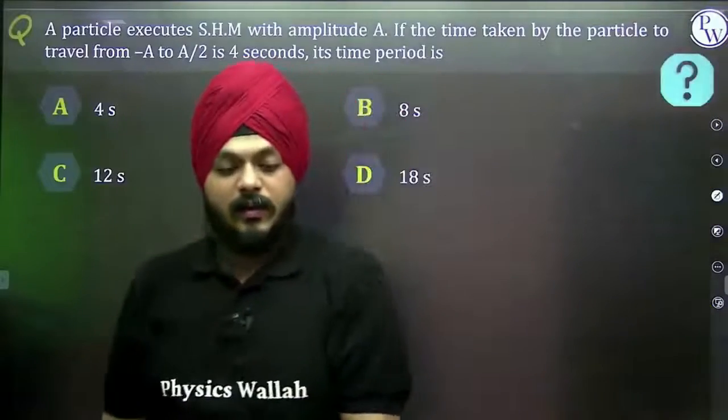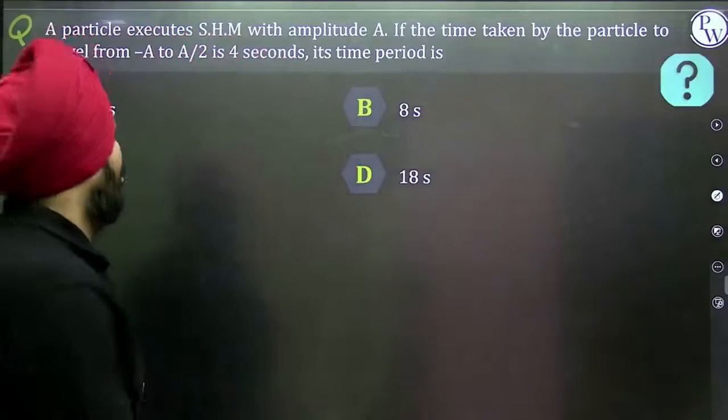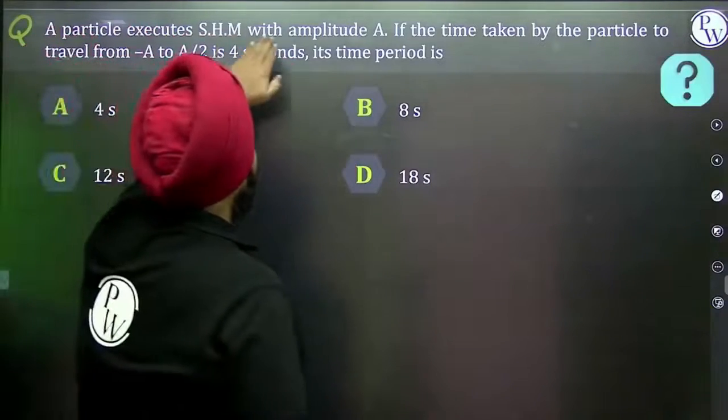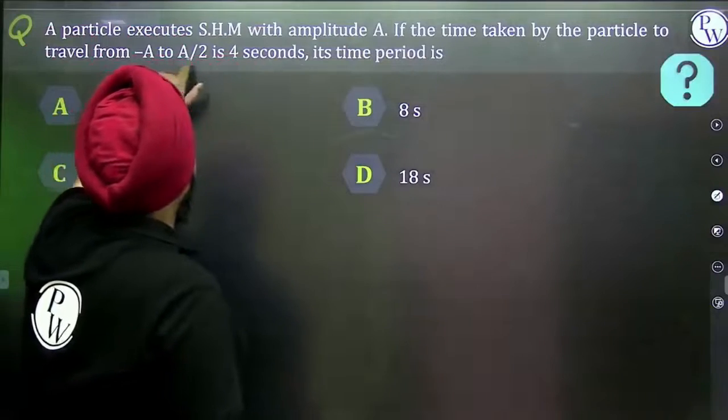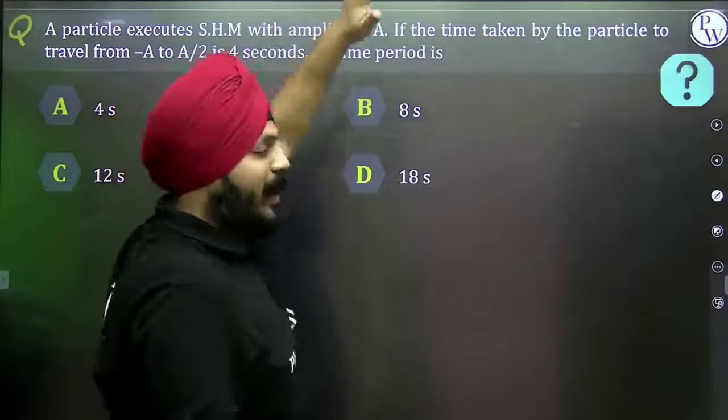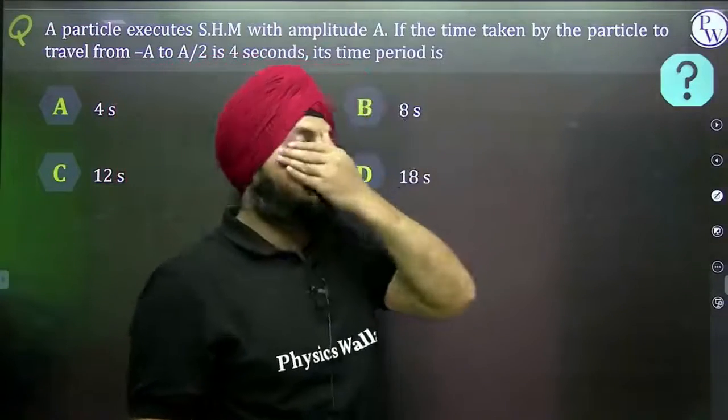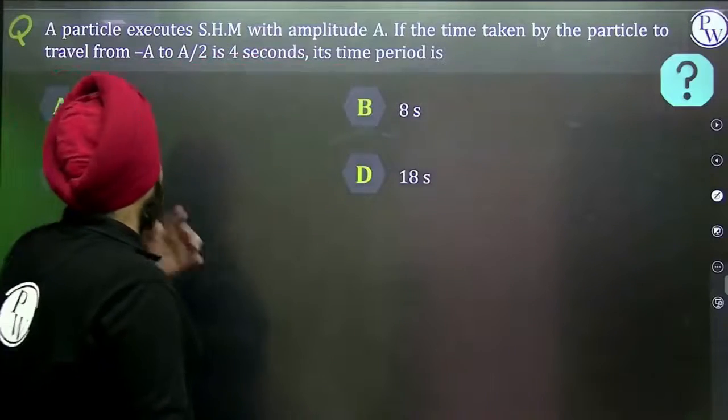Now let's see the magic. A particle executes SHM. If the time taken by the particle to go from minus a to a by 2 is 4 seconds, what is its time period? Now see.